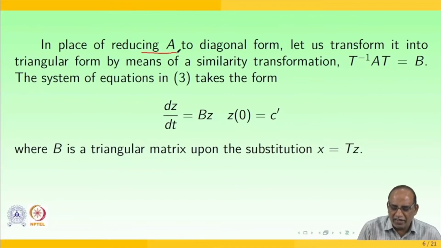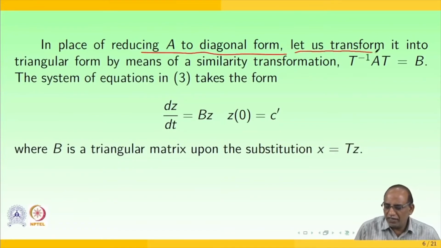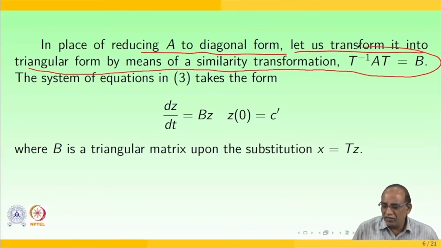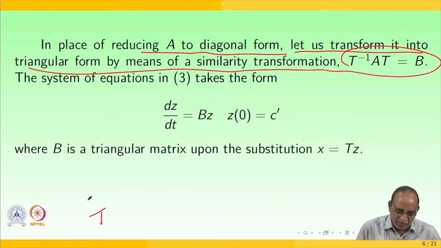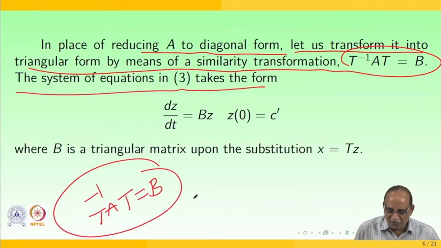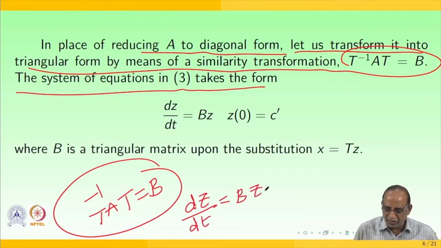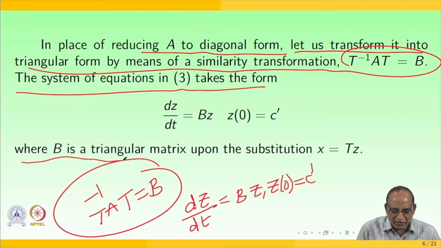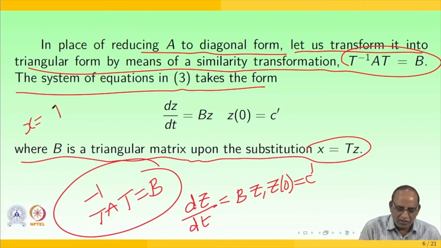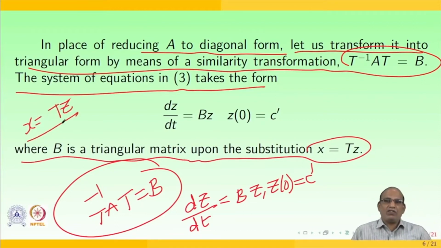In place of reducing A to a diagonal form, let us transform it to triangular form by means of a similarity transformation, T inverse A T = B. The system of equations 3 takes the form dz/dt = Bz, z(0) = c prime, where B is a triangular matrix, upon the substitution x = Tz.